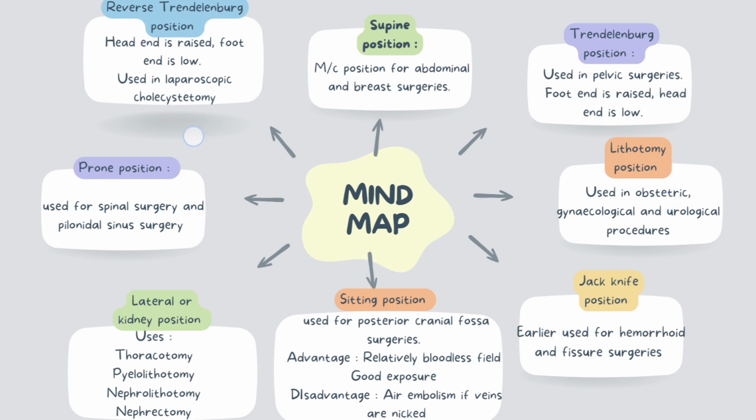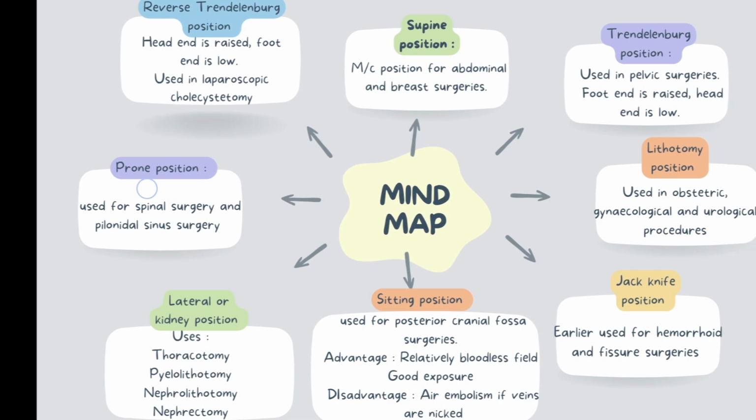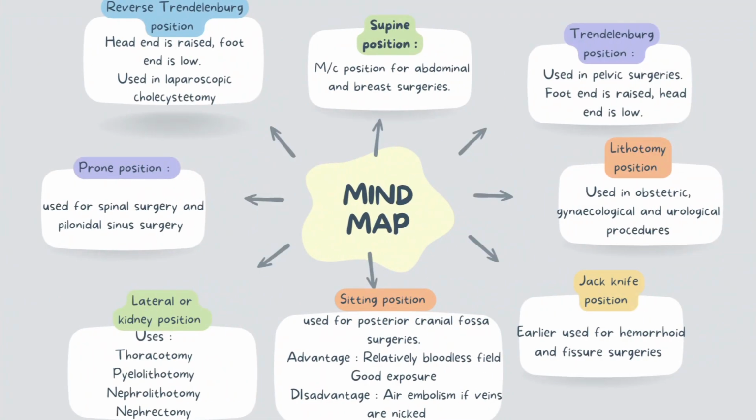So in the supine position, you can easily visualize the abdomen, the breast, and so it is the most common position for abdominal and breast surgeries. It is a neutral position. The head end and the foot end are at the same level. Then we have the prone position. So supine, prone, I want you to remember it together. So prone means you lie on the front, and so what can you see? The spine, so you use it for spinal surgery and pilonidal sinus surgery.